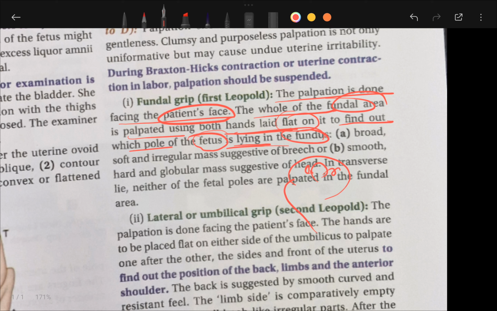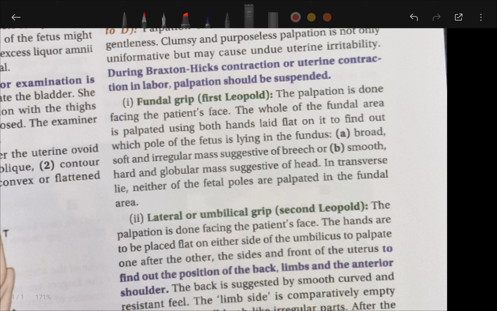Which pole will lie, whether cephalic or buttocks, that is cephalic presentation or breech presentation, where the head or the buttocks lie. A broad, soft, irregular mass is suggestive of breech presentation, that is, the buttocks are lying in this position. Whereas a smooth, hard, globular mass is suggestive of head. The head is the hardest, the skull will be there. So this suggests the head.